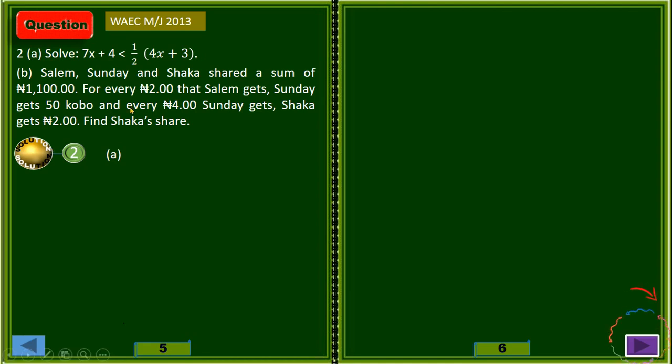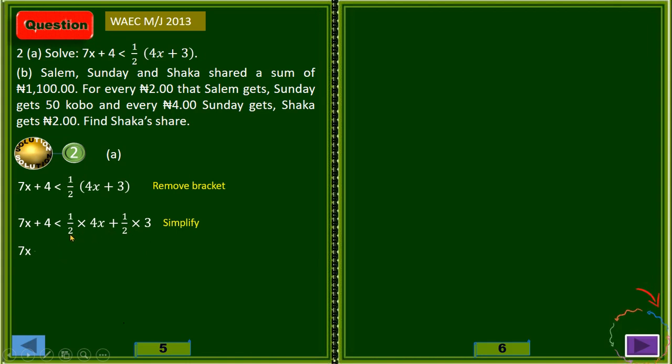Taking the first one, question 2a, we just copy the question. Now we're going to remove brackets by multiplying everything inside the bracket by half. We have 7x + 4 < half times 4x, and half times 3. That's removing brackets. Now we're going to simplify this expression. Half times 4x will give us 2x, and half times 3 will give us 3/2.